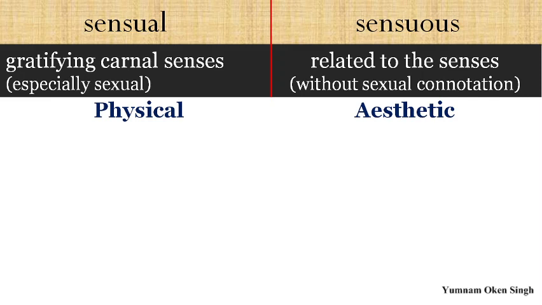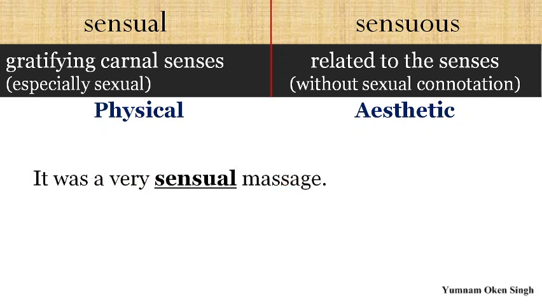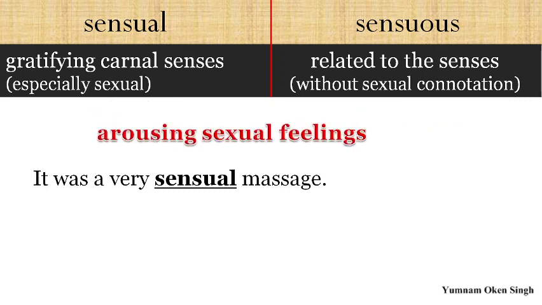See examples here. Sensual is a physical thing, and sensuous is an aesthetic thing related with the philosophy of beauty, particularly related with arts and pleasure. Now let's move to the example. It was a very sensual massage. Means the massage was one which was arousing sexual feelings. So that is what we call sensual.